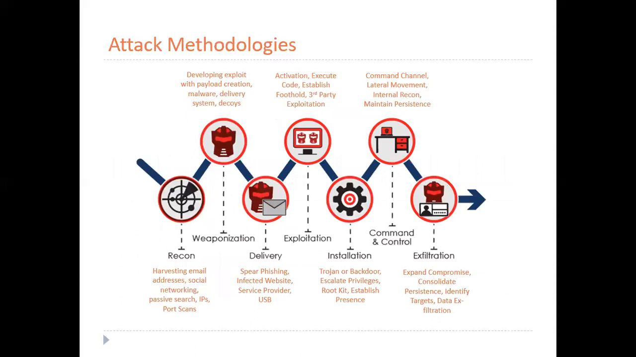The very first phase of the cyber kill chain is recon. What the attacker will do is try to gather information from Google, try to find email addresses, and look up the company's employee details over LinkedIn, Twitter, and Facebook. So, just gathering as much information as possible to decide what kind of attack to launch.